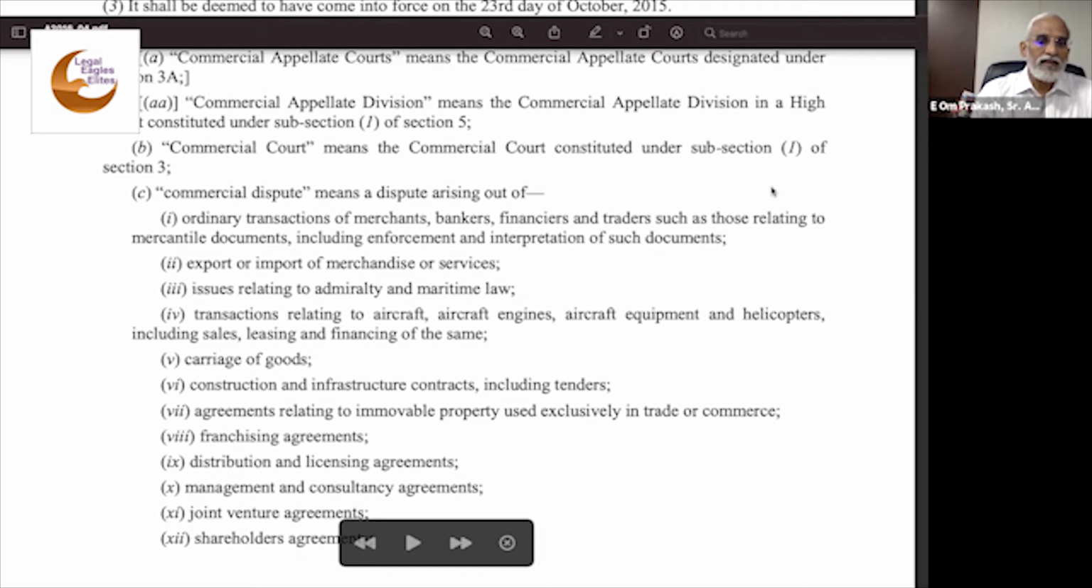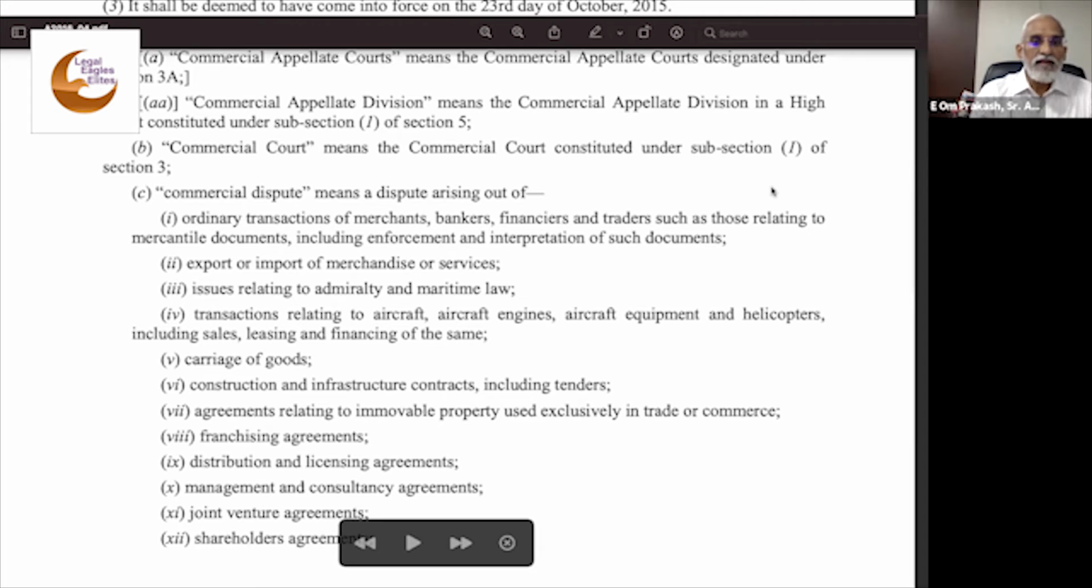So this is one. Then it says export and import of merchandise and services. So all export and import transactions, whatever they be, of merchandise or services, whether you render services or you purchase goods or sell goods, all those things, if they involve export and import, such suits shall come as a commercial dispute and therefore before the court under the Commercial Courts Act. Then issues relating to admiralty and maritime law. Then transactions relating to aircraft, aircraft engines, aircraft equipment, and so on. Then carriage of goods. Then construction and infrastructure contracts, including tenders.